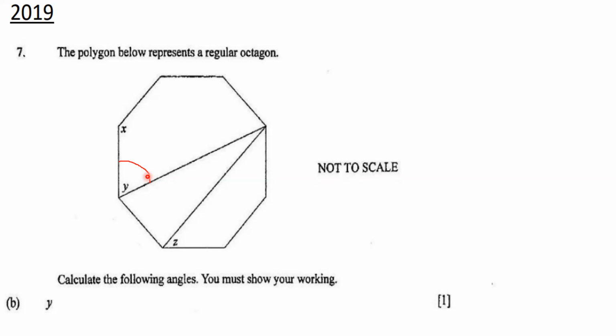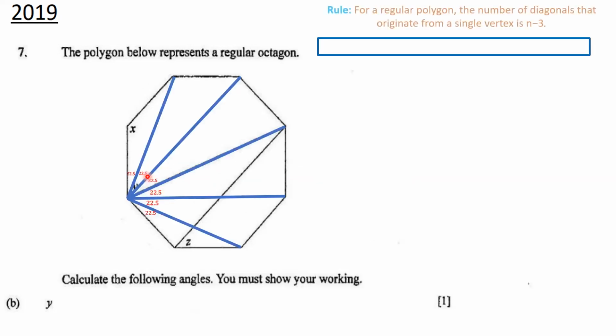If we want to figure out what our answer is, we need to consider this rule. The rule says that for a regular polygon, the number of diagonals that originate from a single vertex is n minus 3. So for each of these vertices, if you want to figure out how many diagonals spring forth, we use this formula, n minus 3, which means you take the number of sides and subtract 3, and that tells you how many diagonals you get from each vertex.